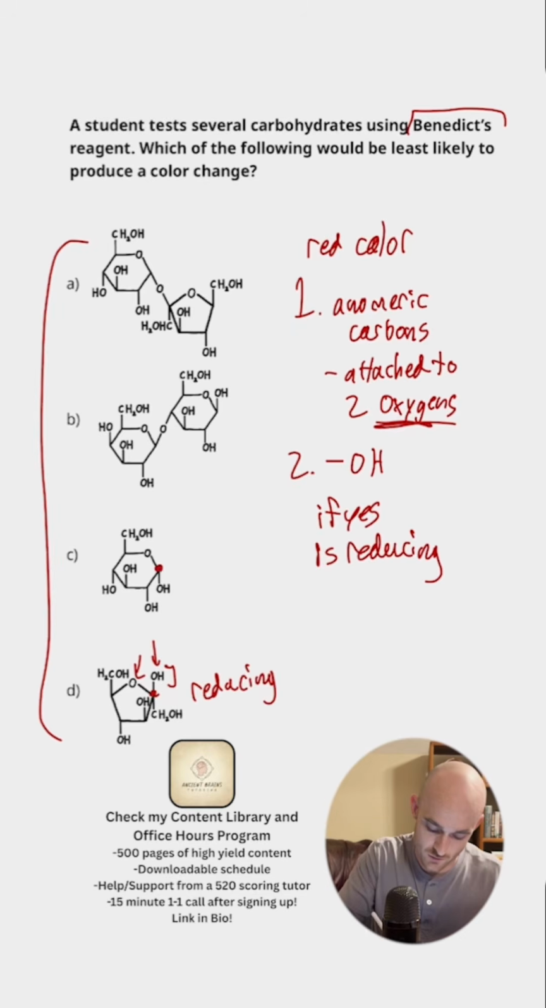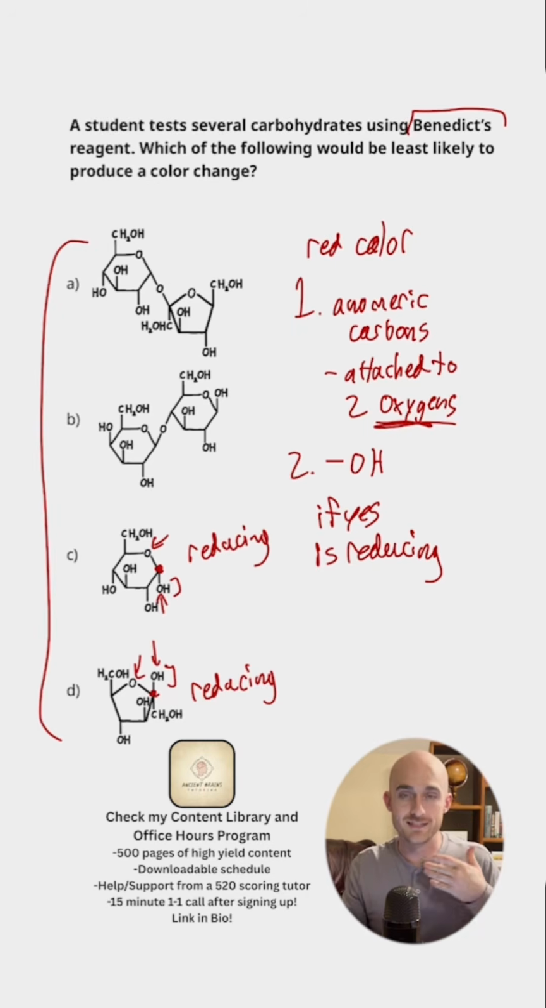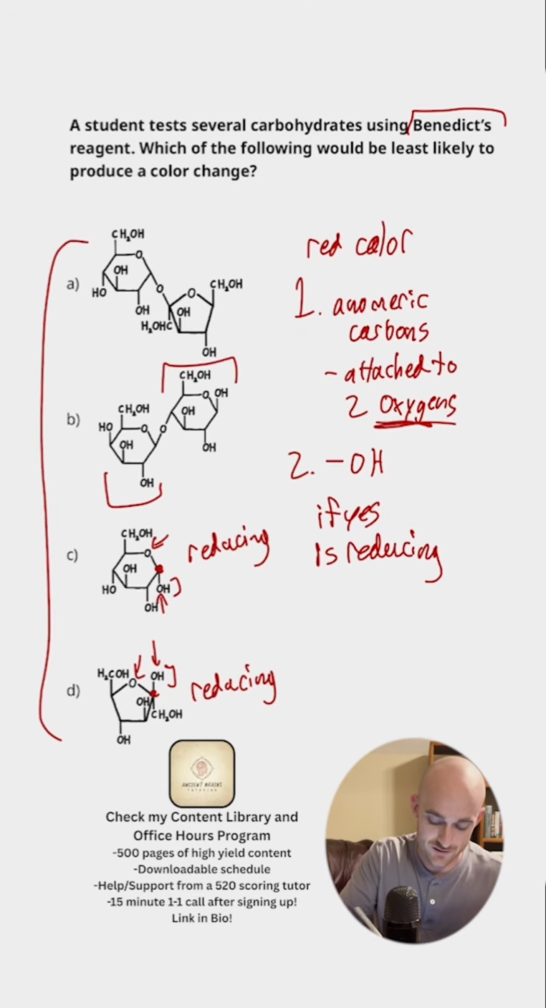For option C, the anomeric carbon is here because it's attached to those two oxygens, and one of those is an OH group, so this one is also a reducing sugar. For option B, we have a disaccharide. So we need to do this for the first sugar in that disaccharide and for the second sugar.